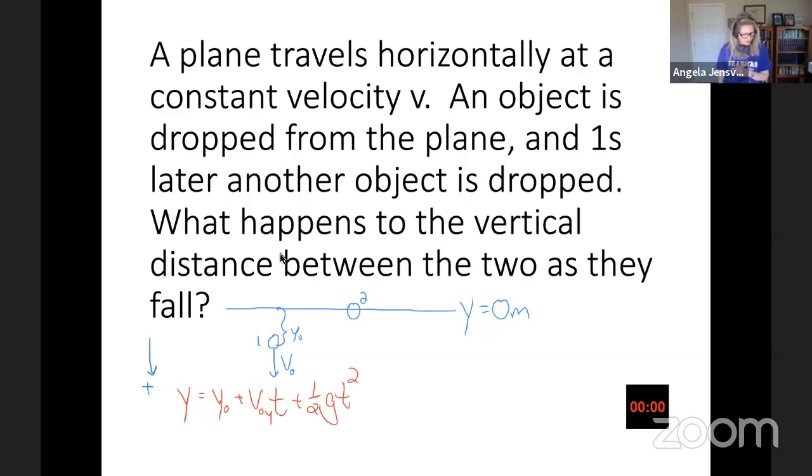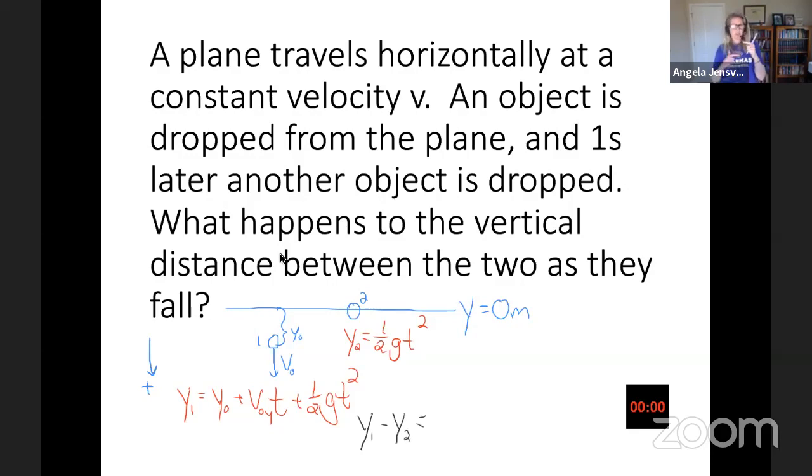Okay, so that'll give you the vertical position of object 1 at any time. Now let's do object 2. Object 2, y0 is 0, v0 is 0, so all you have is 1/2 gt squared. Now what we're going to do is subtract these two equations because we want to know how far apart they are as time goes on.